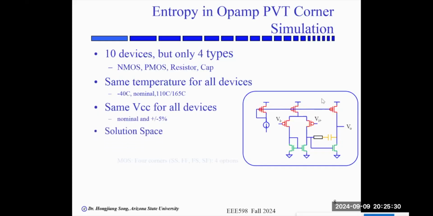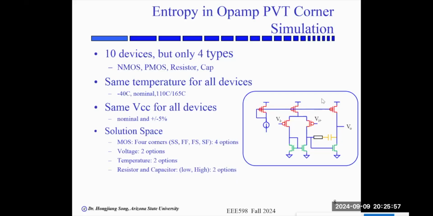In syringe space, really, in the pivot corner, the first one we're looking at is, for most devices, we'll have slow, fast, slow, fast, slow. That's 4 options. And after that we put in an additional 2 voltage options, either extremely high or extremely low, and the temperature high and low. And for resistor, the same machine will have low and high.